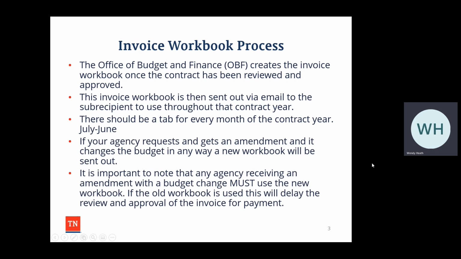So let's first go over the invoice workbook process. The Office of Business and Finance creates the invoice workbook once the contract has been reviewed and approved. So your contracts come through, all of OCJP reviews it, it goes through a couple stages, then it gets sent up to OBF. OBF then creates what we call a workbook, which is your invoice, and then that gets sent out by email to the subrecipient to use throughout that contract year.